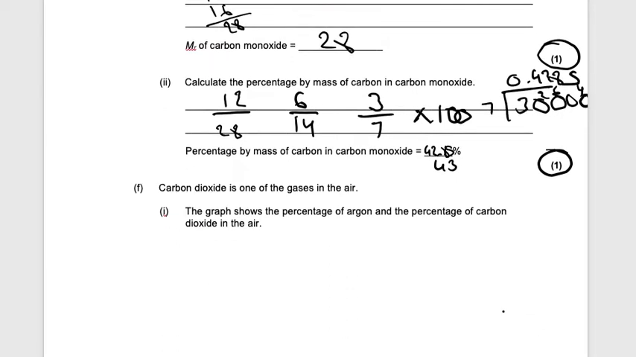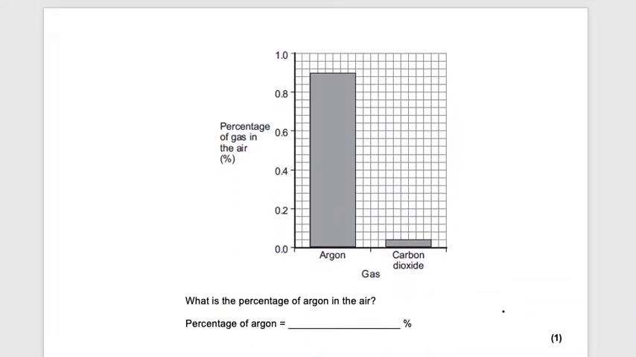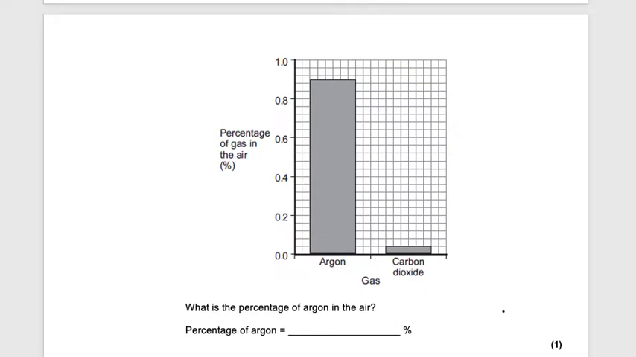Next question, carbon dioxide is one of the gases in the air. The graph shows the percentage of argon and percentage of carbon dioxide in the air, and here we have the graph. Now it says what is the percentage of argon in the air, and that's what we need to find out. So what is this going up in? So this is going up in 0.04s if you do it.